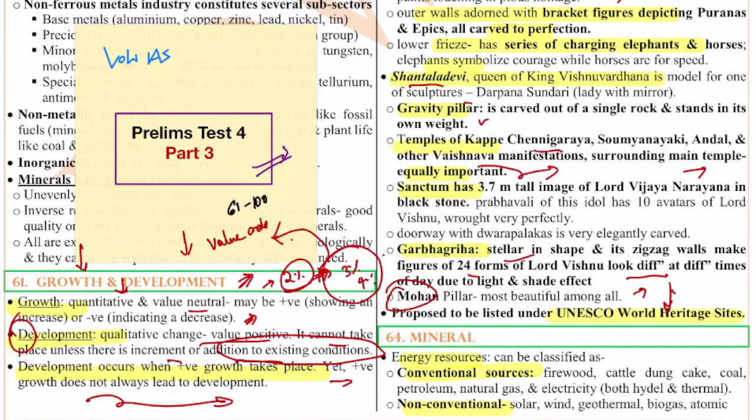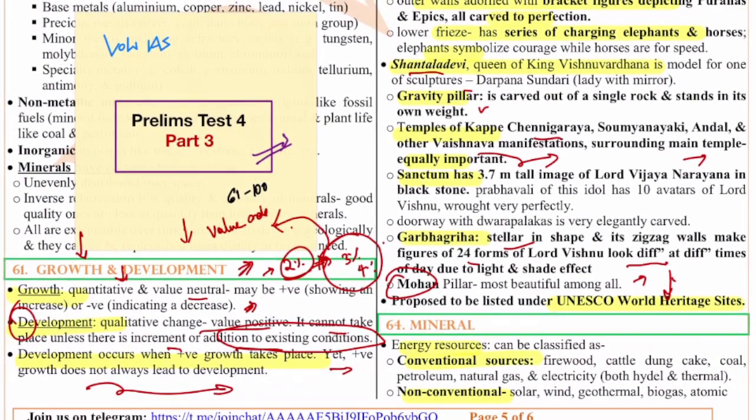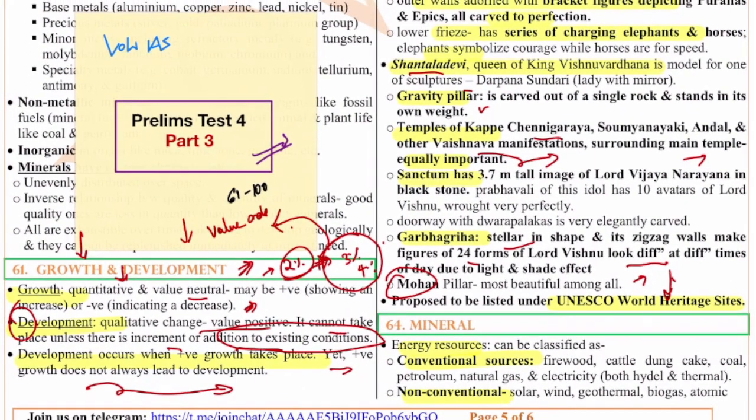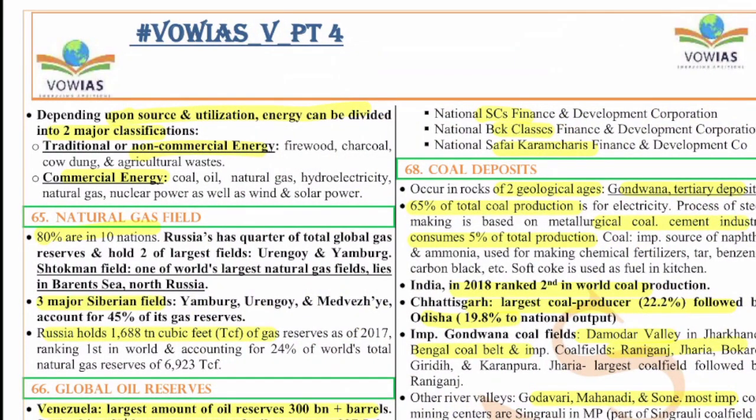Now let's move on to the next question. The 64th question is with regard to minerals. The energy resources generally can be classified into conventional and non-conventional. Conventional energy resources are firewood, cattle dung cake, coal, petroleum, natural gas, electricity, because conventionally we are using all of these. The non-conventional sources, if you see, are solar, wind, geothermal, biogas, atomic, etc.